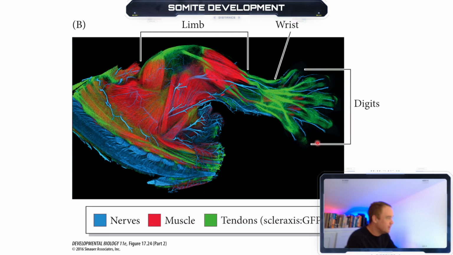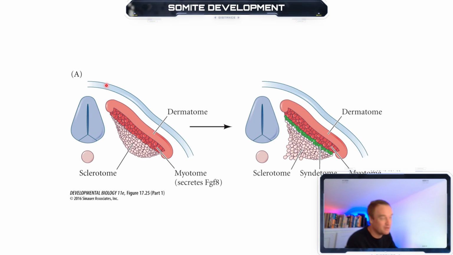And this scleraxis is fused to GFP here. So you can see that this is a big component of connecting muscle, or those myotome cells, to the bone cells. You can see the tendons all here, and they connect with those myotome cells, which eventually become muscle.